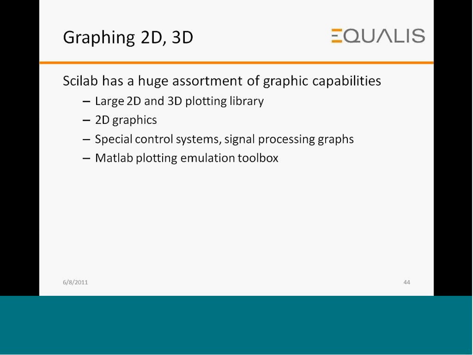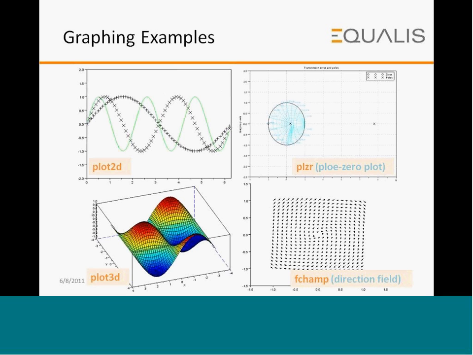Graphing, 2D, 3D. Scilab has a huge assortment of graphic capabilities. Large 2D and 3D plotting library. You can do 2D graphics, special control systems, signal processing graphs, a MATLAB plotting emulation toolbox. Plotting 2D graphs, what you have on the top left, whole zero plots top right, bottom left plot 3D, bottom right plotting vector fields.